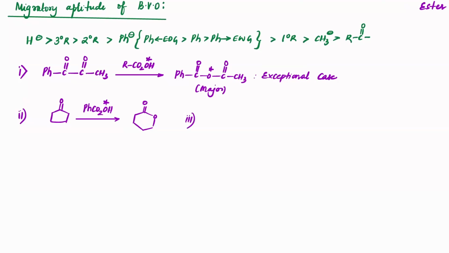Suppose you have the same thing, but I have a methyl on one side this way. In that case, the oxygen will come in between, on the methyl side here. This is the major product.